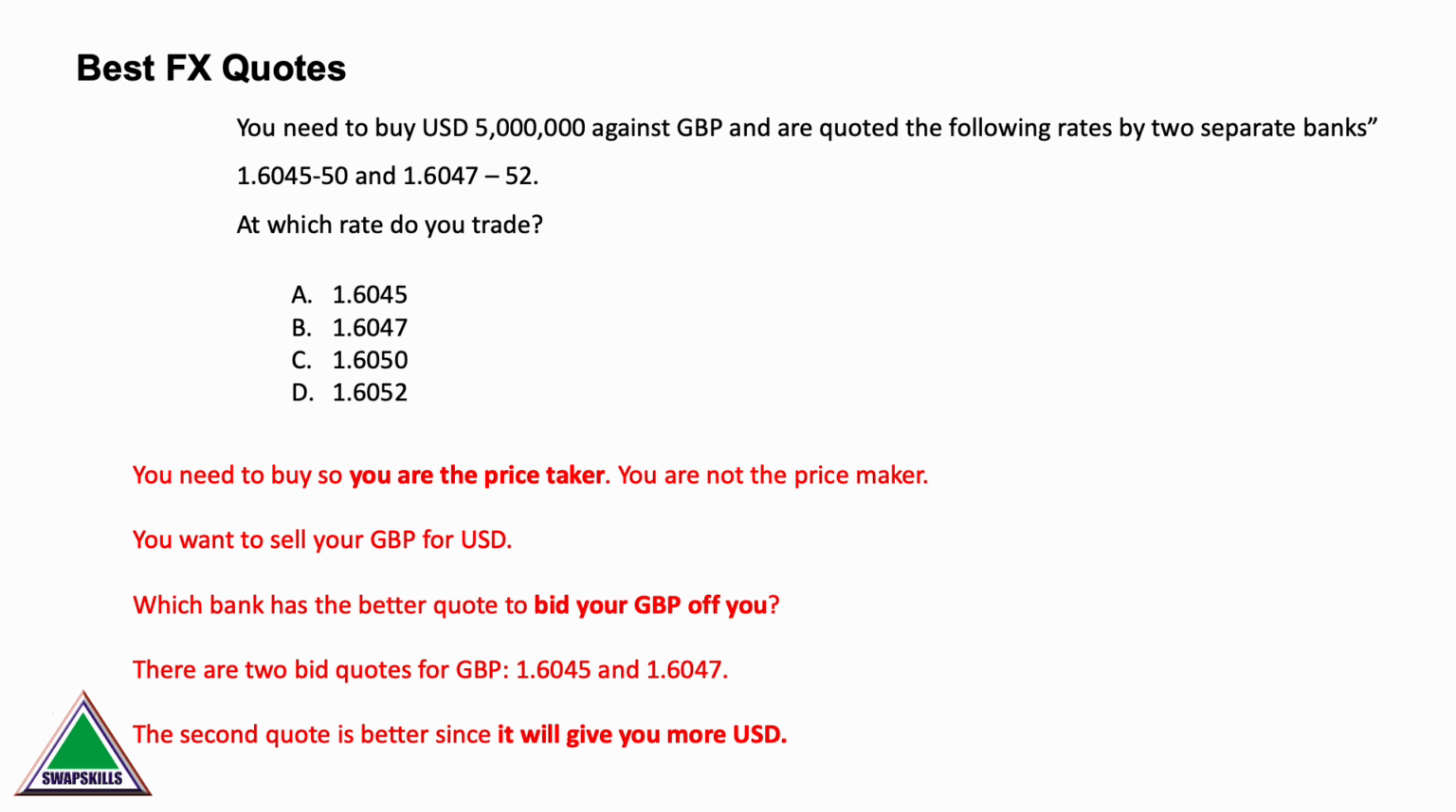On this best FX quotes, again, read the question carefully. It says you need to buy $5 million against sterling and are quoted the following rates by two separate banks. So you're being quoted the rates, which means you're the price taker, you're not in control of the price. So two banks will show their bid and offer on sterling, dollar or cable. At what rate will you trade?